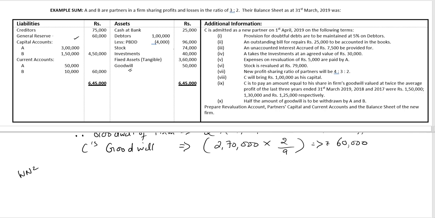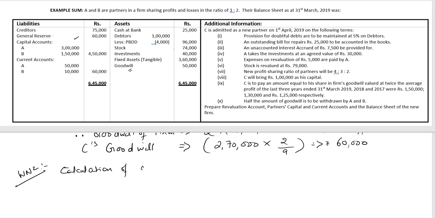Working note 2, calculation of gain or sacrifice of each partner.